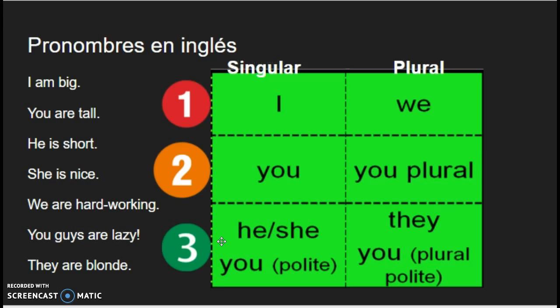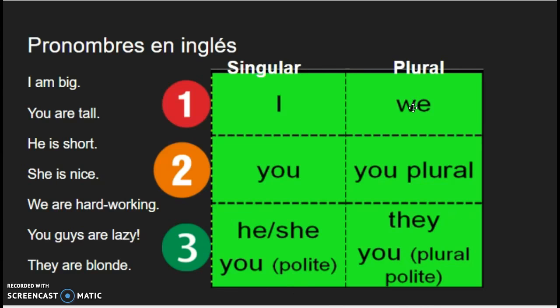So this left-hand column that I'm moving my cursor around is going to be the singular column. So we have words like I, which is singular. I is only one person. There's only one me. You, in this case, is going to be singular. It can just be like you, one person. He and she are both singular, so that's why they're in this column also.